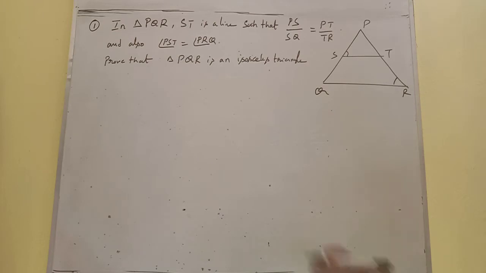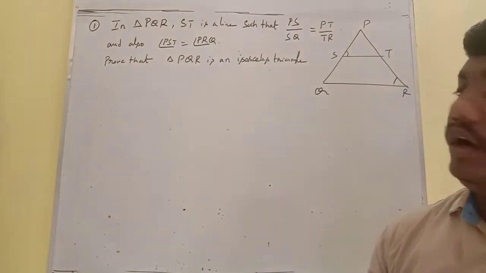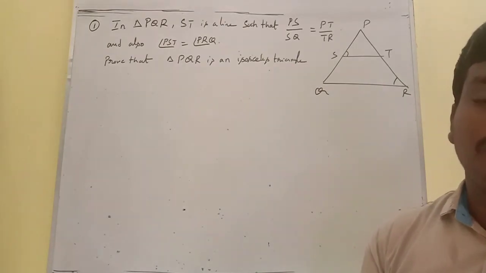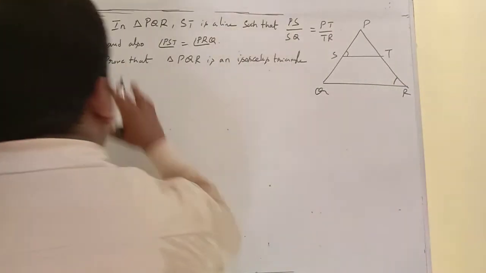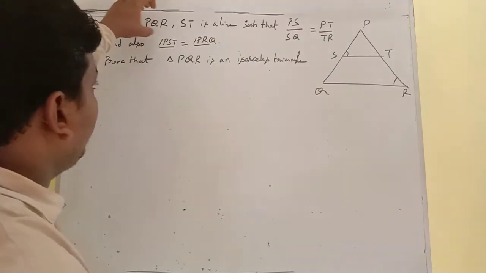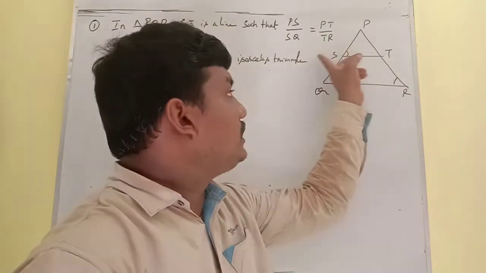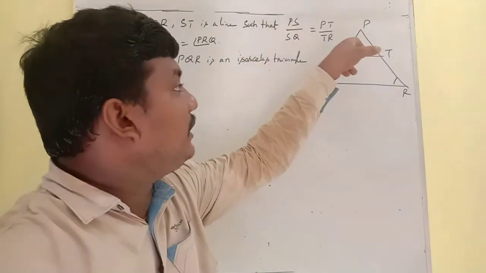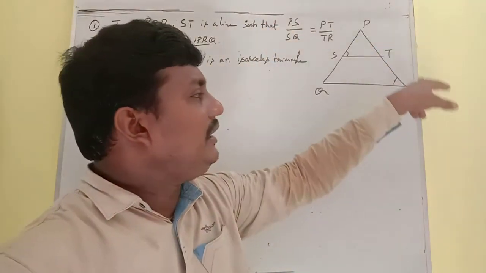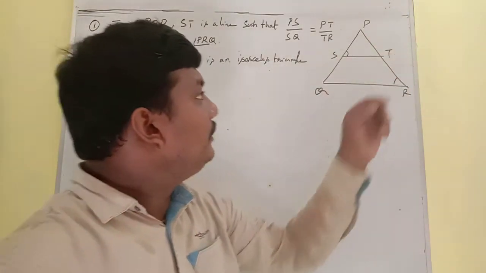Now this is the question, a question based on the basic proportionality theorem. How to solve this question by using the basic proportionality theorem? Let me see clearly what the question is. In triangle PQR, ST is a line such that PS by SQ is equal to PT by TR.